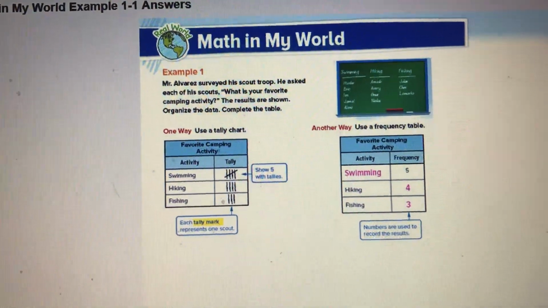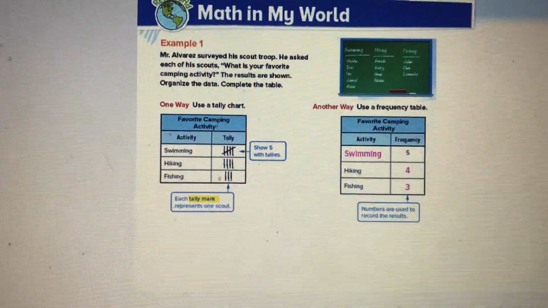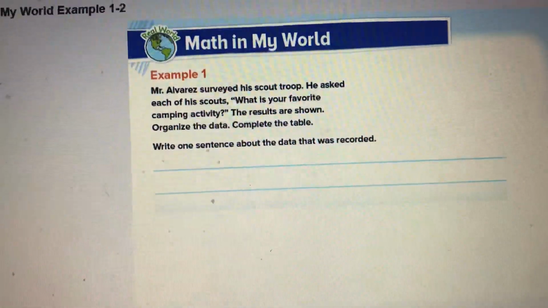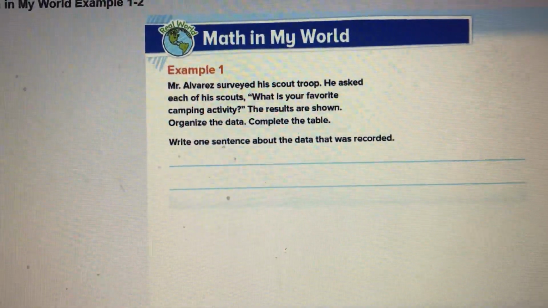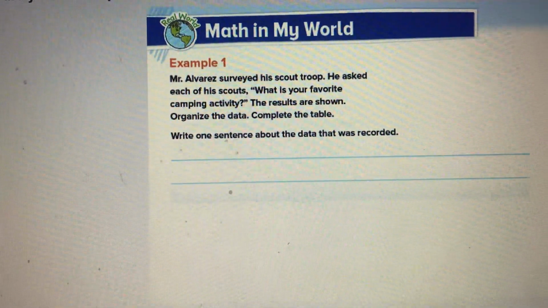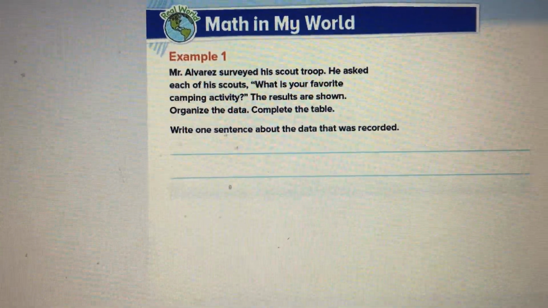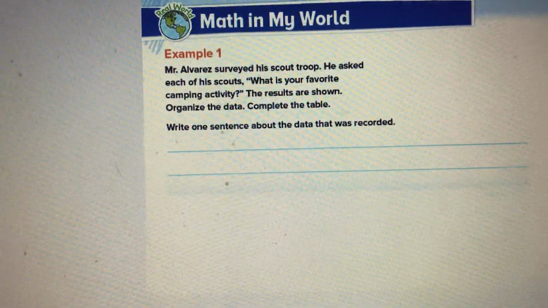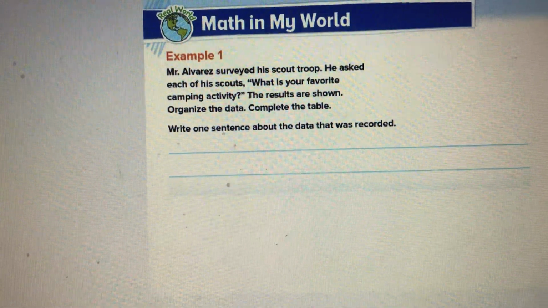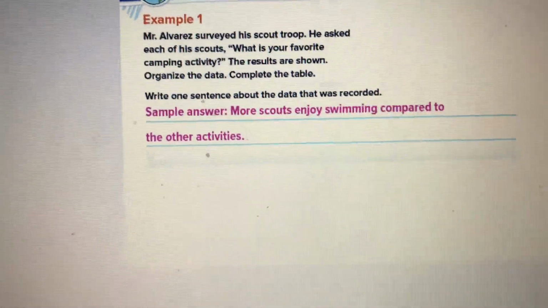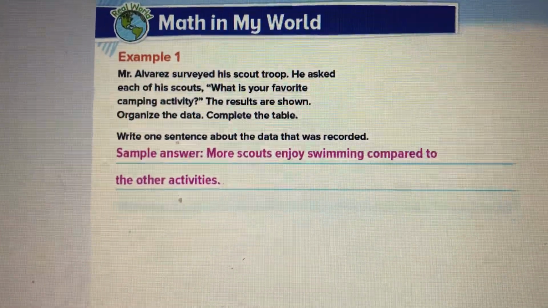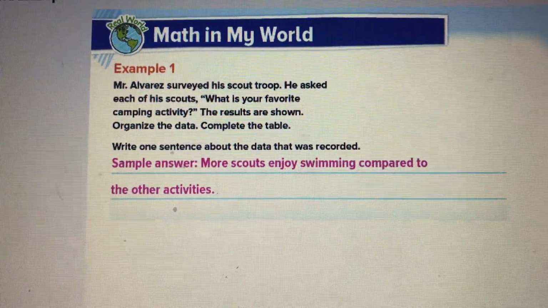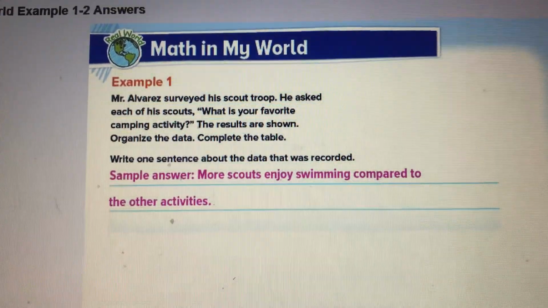Okay. It's looking at charts today, looking at tables, and recording information. Okay, Mr. Alvarez surveyed his scout troop. He asked each of his scouts, what is your favorite camping activity? The results are shown in those 2 things. Organize the data, complete the table. So write one sentence about the data that was recorded. Well, I think we can all agree, you don't have to write this sample answer, that more scouts enjoy swimming compared to the other activities. Again, pause the video anytime you need to.